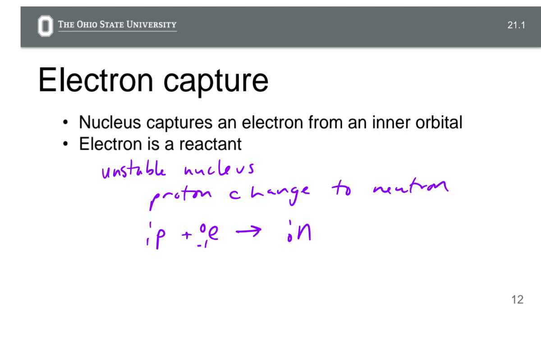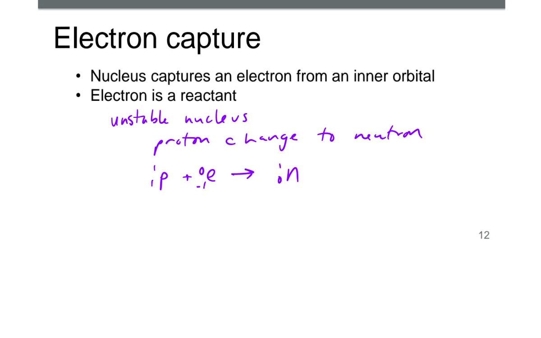So an electron from an inner orbital is captured by the nucleus and converts a proton to a neutron. One example of this is the decay of potassium-40. So potassium-40, atomic number 19. In this electron capture equation, now we have two reactants. Okay, we have our isotope, and we're going to have that electron that's coming from the inner orbital. Okay, we're going to have one product.